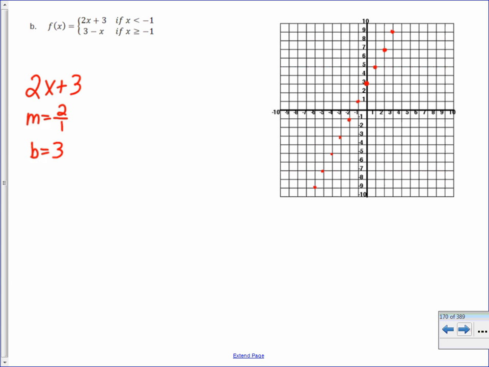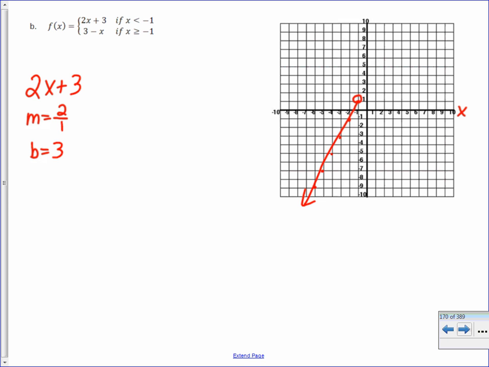However, I'm restricting the domain. X is less than negative 1. So look at your x-axis. X is less than negative 1. It cannot equal negative 1, but it is less than negative 1. So that would be my function with an open circle on the negative 1 going down.